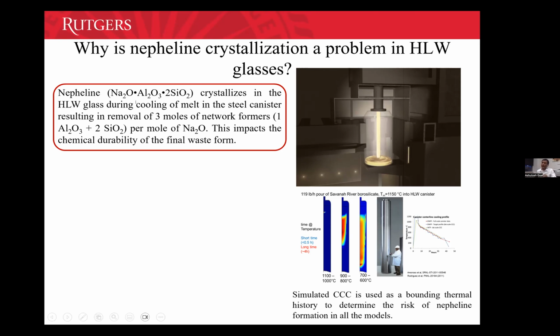But if you look at it, for every 1 mole of nepheline that is crystallizing out of the glassy matrix, you are taking out 3 moles of network formers. So basically, when the crystals are being formed in the glass, for every 1 mole of crystal being formed, 3 moles of network former are coming out of the glassy matrix and going into the crystal. So the remaining glassy matrix is becoming less and less durable. You do not want that. You do not want your nuclear waste glass, the final waste form, to have poor chemical durability, right?